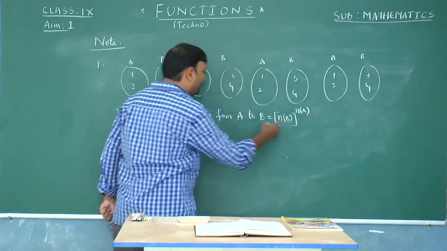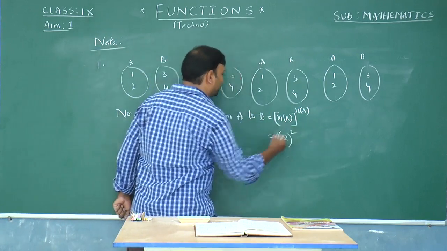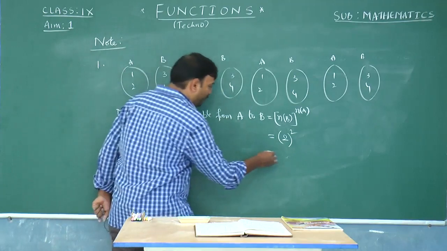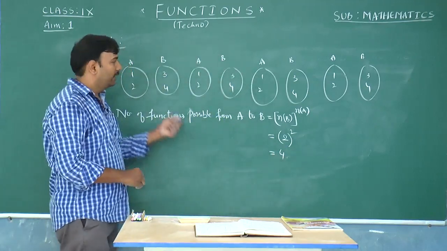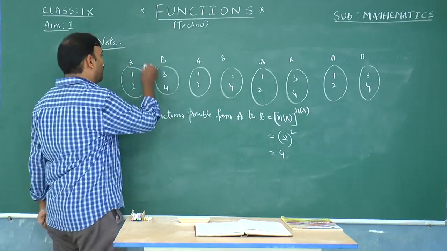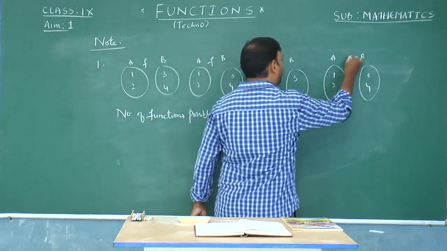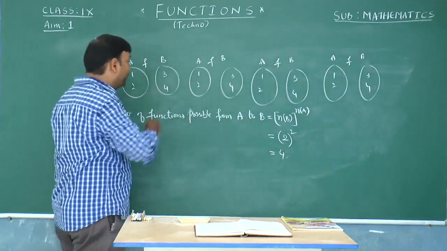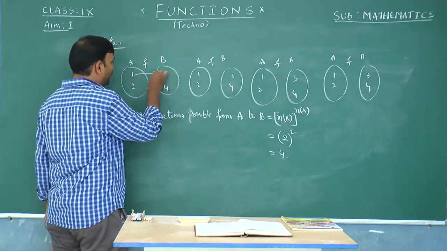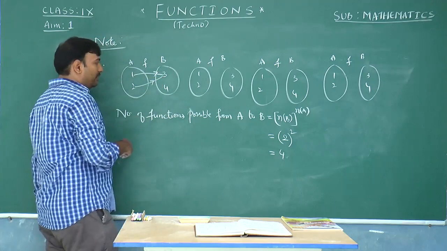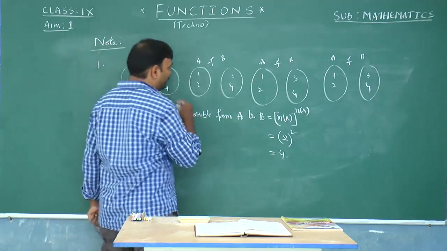Here the set B contains 2 elements and set A contains 2 elements. So the number of functions possible is 4. So, 4 functions are possible. Let me draw those 4 functions. As per the definition of function, a relation is said to be a function if every element of set A is associated with a unique element of set B. So here, this is a function because every element of set A is associated with a unique element of set B. This is one of the functions possible.